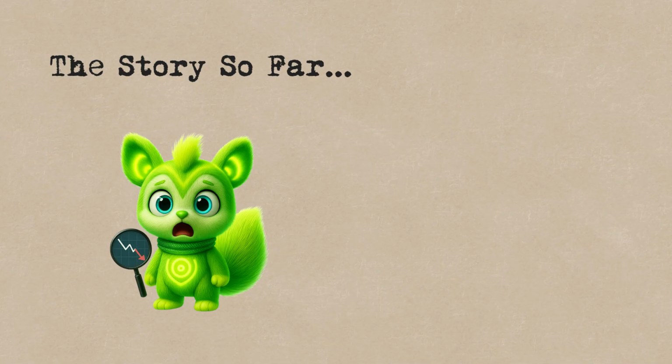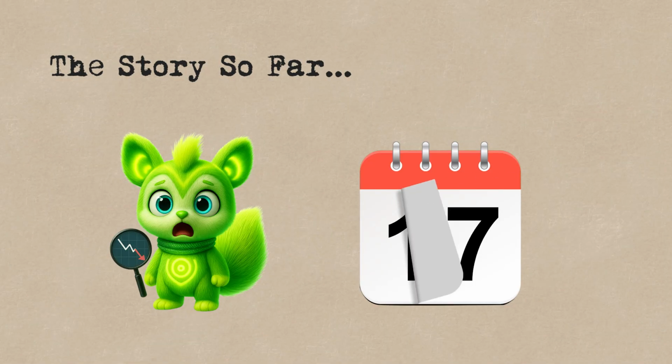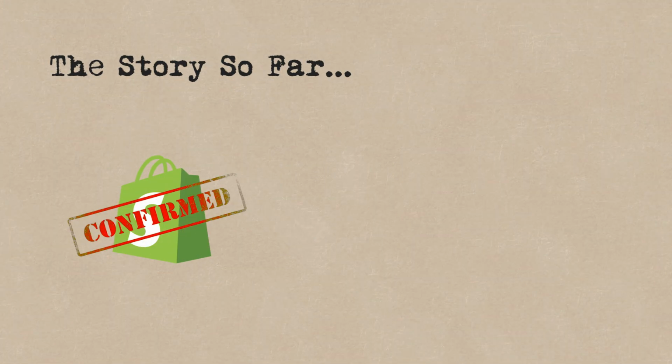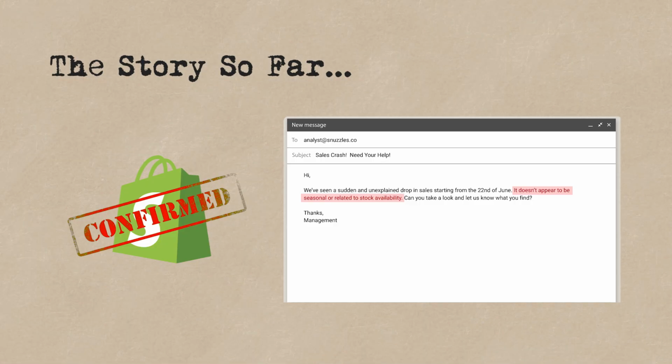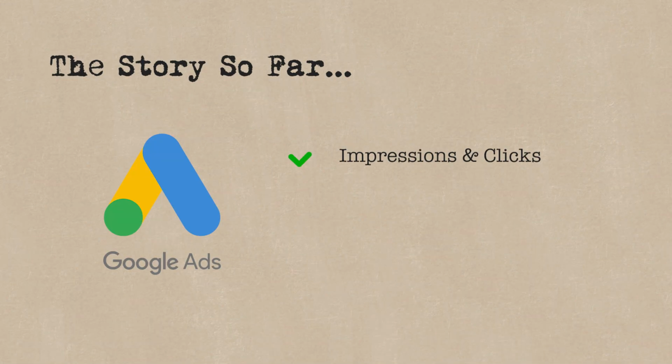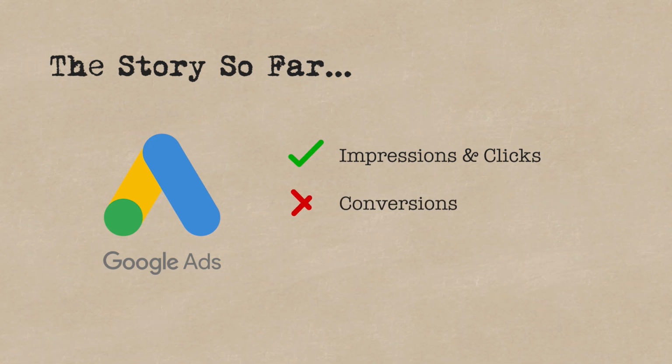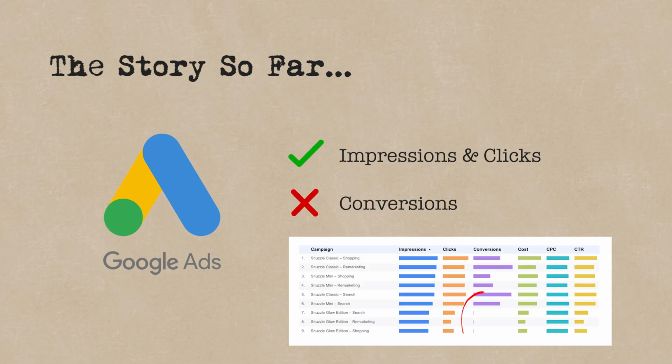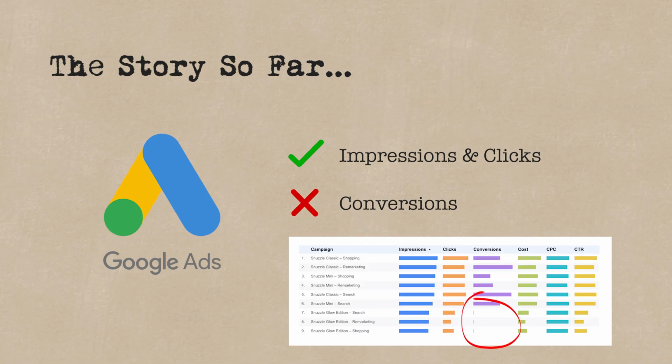Okay, for those of you who are up to date, here's a quick recap. We saw a sharp drop in Snuzzle Glow sales starting June 22nd. Our Shopify data confirmed it, and we knew it wasn't an inventory or fulfillment issue. Google Ads data confirmed the ads were still running and getting clicks, but conversions suddenly fell off a cliff for the 3 Snuzzle Glow ad campaigns. All other campaigns were running fine.